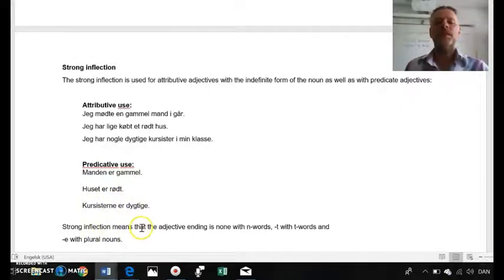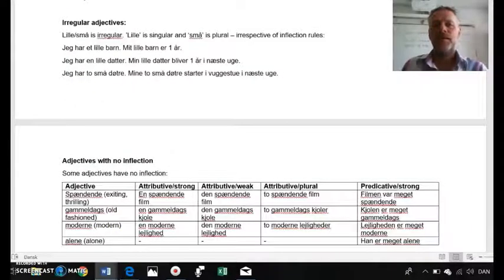Strong inflection means that the adjective ending is none with n-words. We add a t with t-words, and we add an e in the plural form of the noun. Some adjectives don't follow the general inflection rules. Lille is probably the most common of them all. Lille/små is an irregular adjective. Lille is used for singular and små is used for plural, irrespective of the general inflection rules.